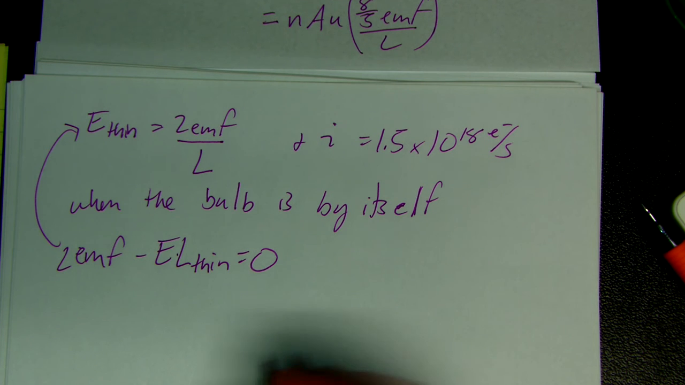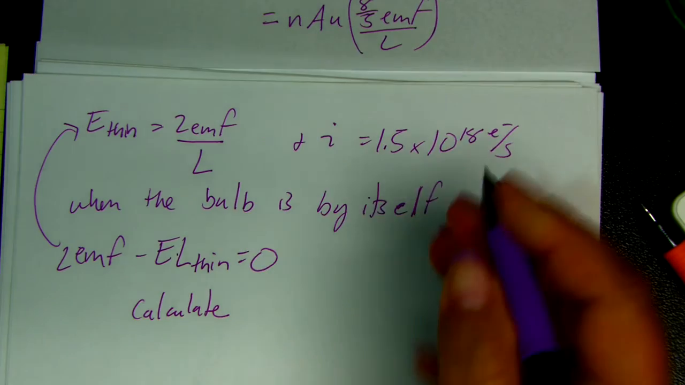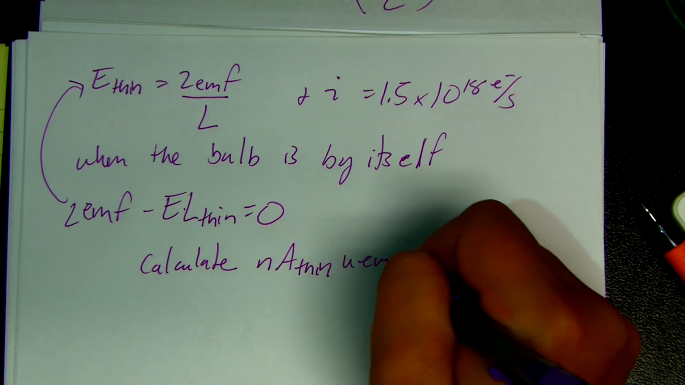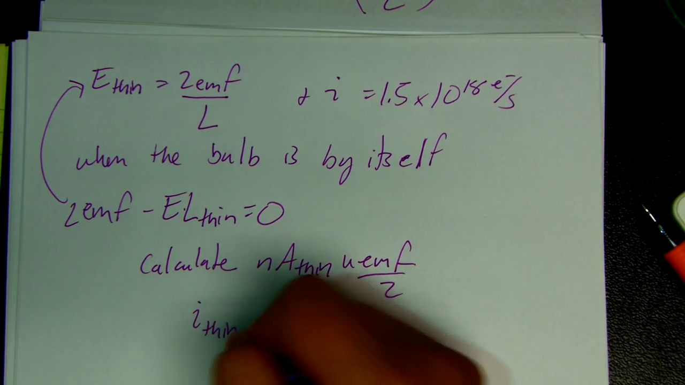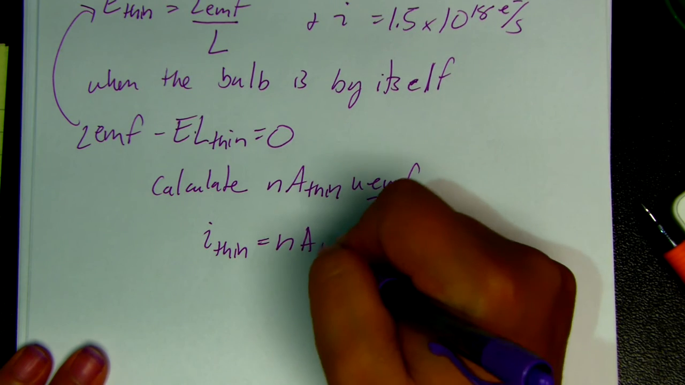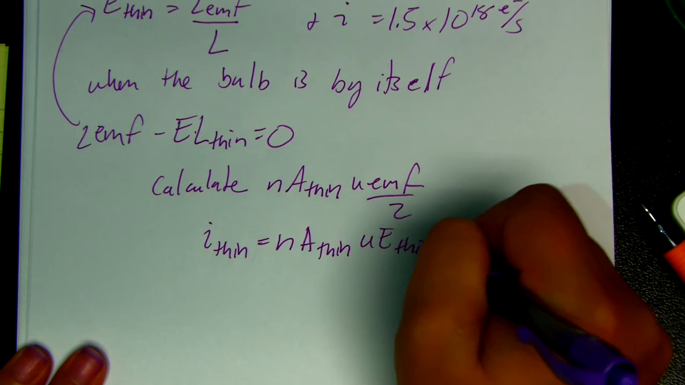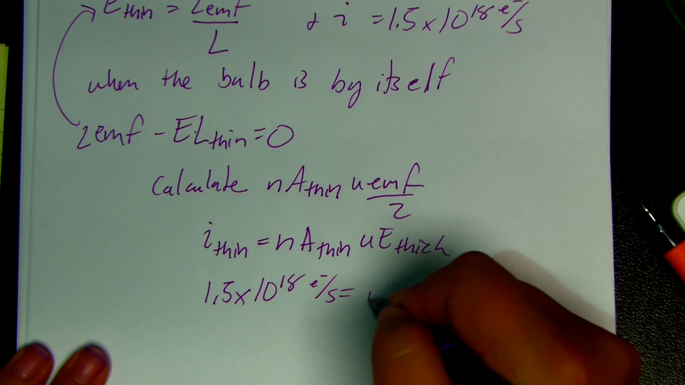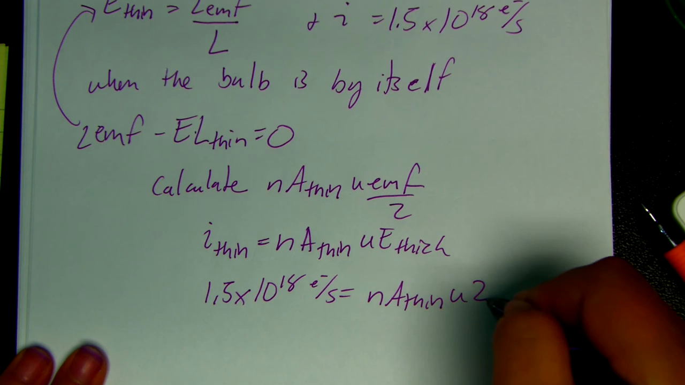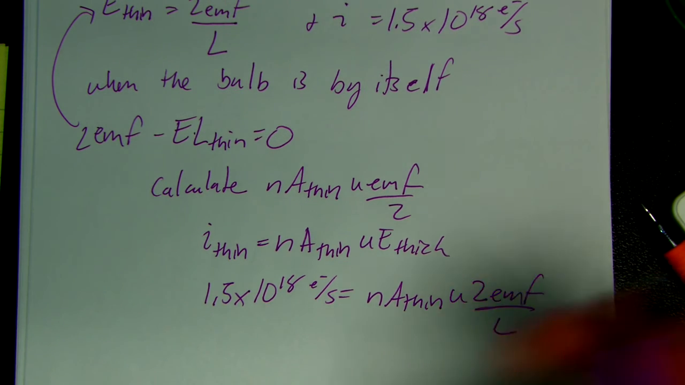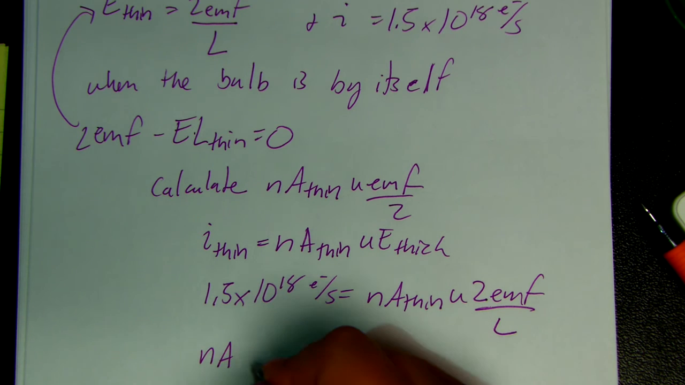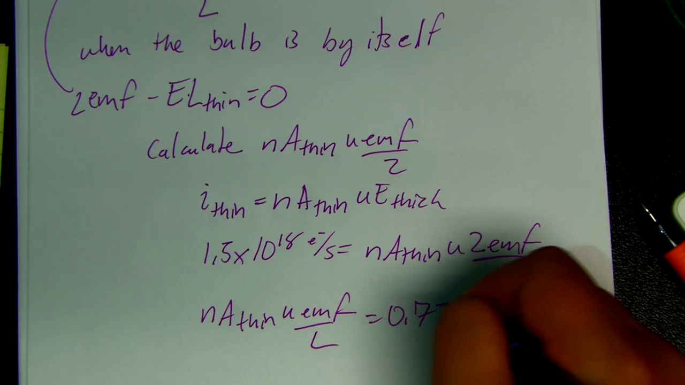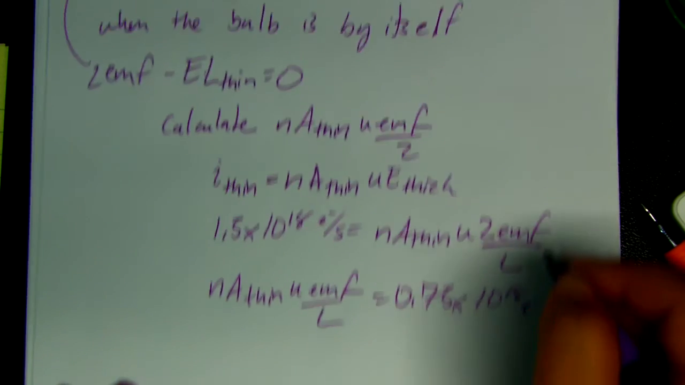All right, so we can then calculate. So I thin is equal to n A thin u E. And we know that 1.5 times 10 to the 18 electrons per second is equal to n A thin u 2 EMF over L. Therefore, n A thin u EMF over L is equal to 0.75 times 10 to the 18 electrons per second.